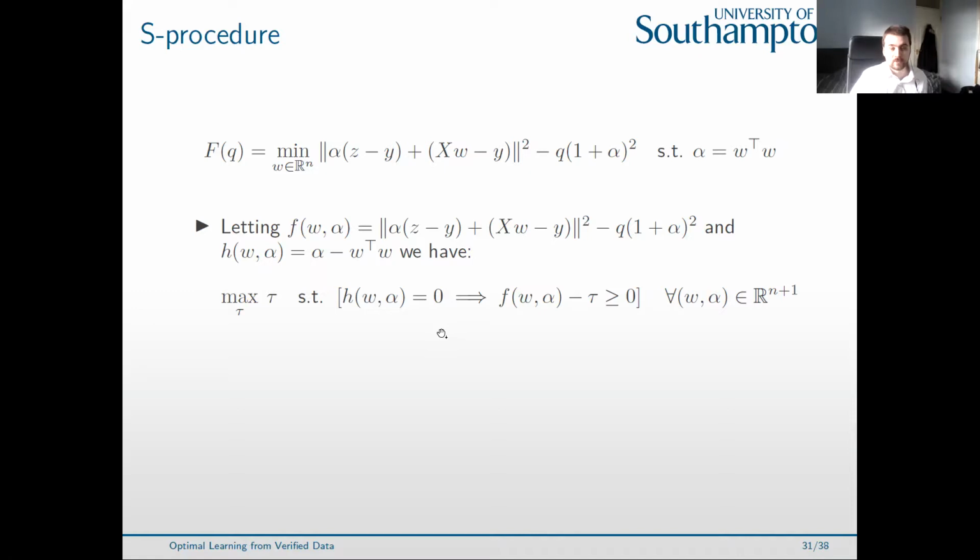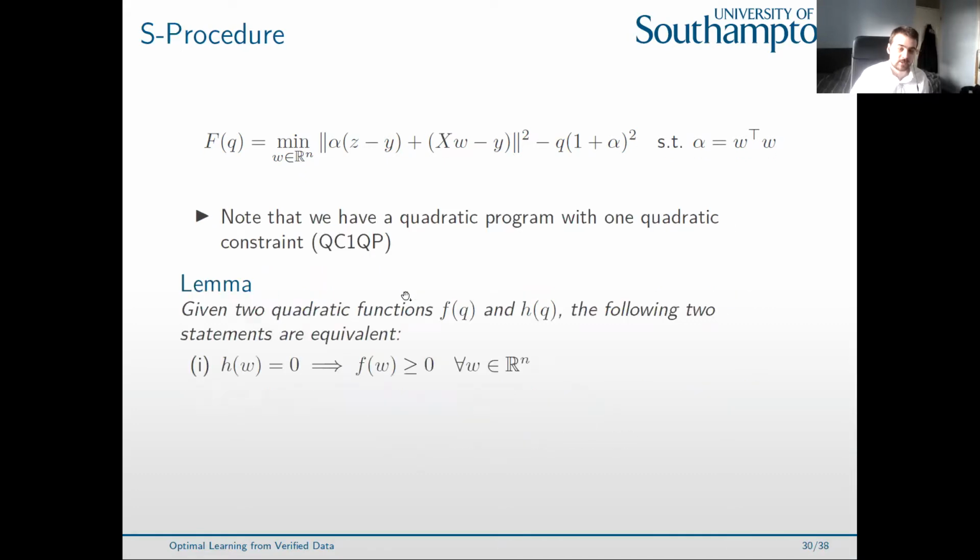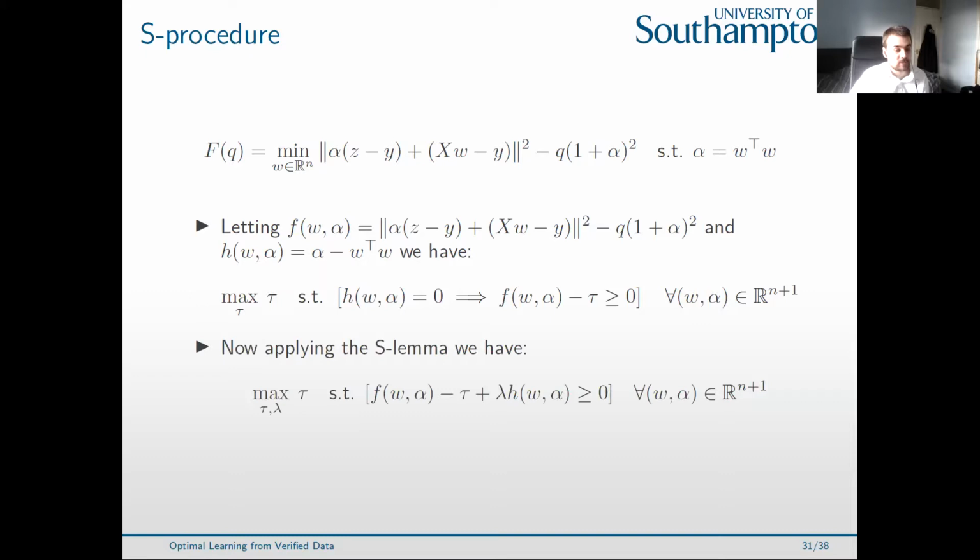And all we're going to do is apply the S lemma to this constraint now. If you recall, this is simply statement 1 in our lemma. So we're going to convert that into statement 2, which is equivalent. We introduce a new parameter lambda, and we find the maximum over tau such that F(W, alpha) minus tau plus lambda times H(W, alpha) is more than or equal to 0 for all (W, alpha) in Rn. But if you think about it, this is just a semi-definite constraint, right?